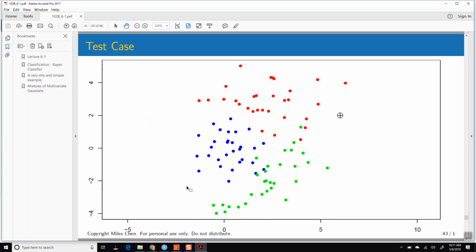I did a couple other examples. So here's one where I put it at, I think, 6.2. Based on your judgment, what would you say this belongs to? Red, blue, or green? Red, right? And then the next most likely thing, if it's not red, would be green, and then blue is going to be the least likely, right?